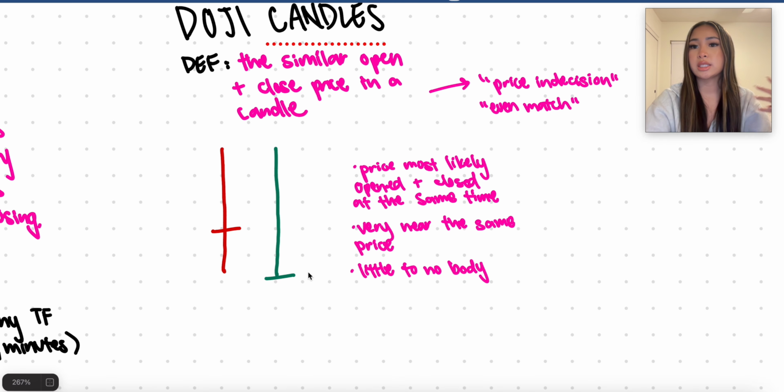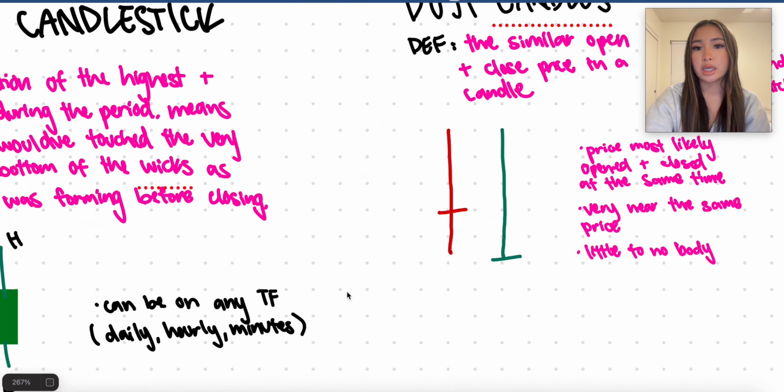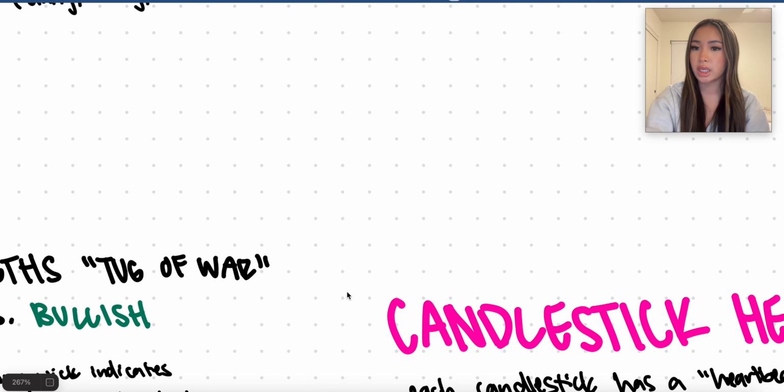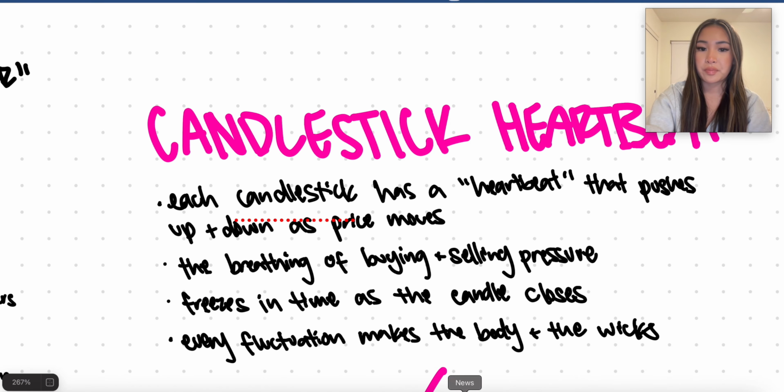It was like the price was undecided and it kind of was an even match. So price most likely did open and close at the same time, which is why that candle body didn't form. It's very much near the same price and it has little to no body. So if you do see that, just keep in mind that it's a price indecision, or more of an even match with price. And that's why it doesn't look like a normal candlestick. So just keep that in mind also when looking at your charts.